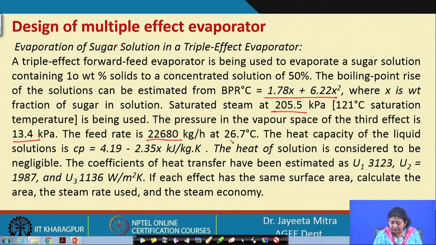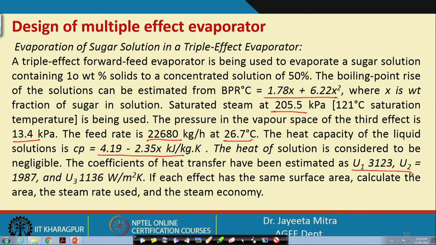Feed rate is given, temperature is given, Cp is again given by a concentration equation, and U1, U2 and U3 are given. So, if each effect has the same surface area, calculate the area, the steam used and the steam economy.